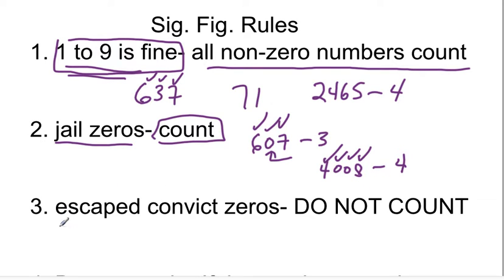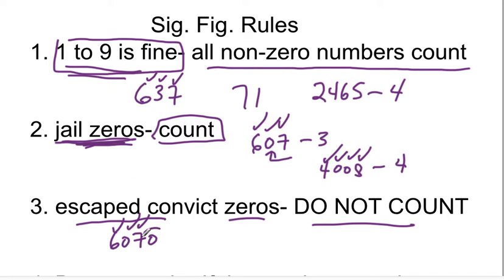The third rule is the escaped convict zero. Well, we talked about what a jail zero is. An escaped convict zero is the exact opposite, and they do not count. So if I had a number like 6,070, I know the 6 and the 7 count because 1 to 9 is fine. I know that's a jail zero. That, on the other hand, is an escaped convict zero because it's outside of the non-zero. It's not a jail zero, so automatically it means it's escaped convict. So we would say this has 3 sig figs.